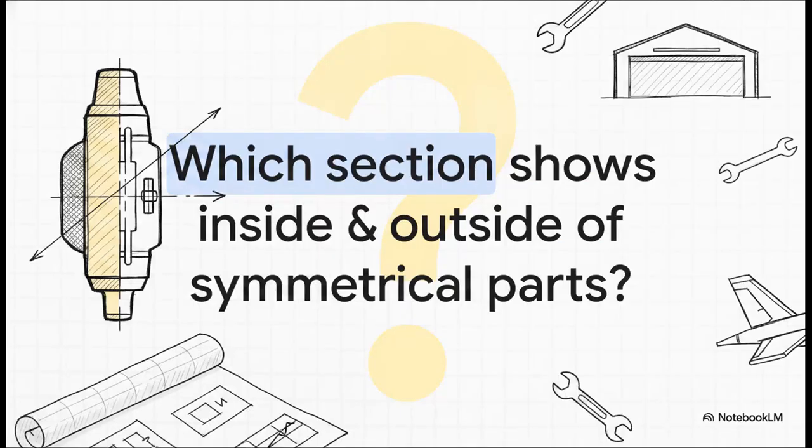To wrap up this explainer, I'm going to leave you with a scenario straight from the hangar. Imagine you're reviewing documentation for a perfectly symmetrical quick disconnect used in an aircraft fluid system. The engineer needed to show you both the internal locking mechanism and the external gripping surface, all in one single efficient view. Based on what we just covered, which type of section would they use? Think about that cutting plane and how it translates to the wrench turning you do every day.